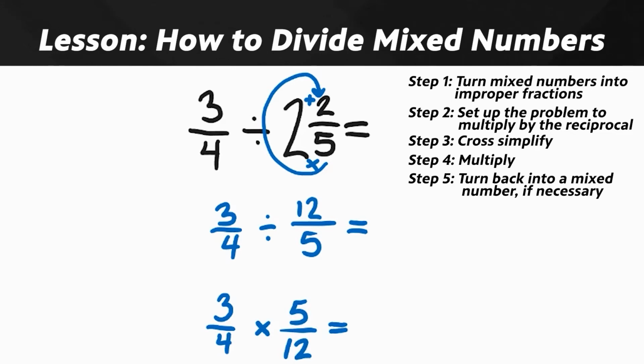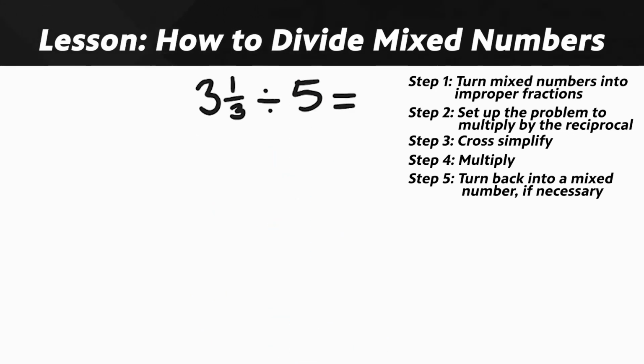Step 3 is to cross simplify. Check those diagonal pairs. 4 and 5 don't have a common factor other than 1, but 3 and 12 do. They're part of the times 3's, so we'll divide them both by 3. The 3 is now a 1, and the 12 is now a 4. Step 4 is to multiply. 1 times 5 is 5, and 4 times 4 is 16. And we don't need to do step 5 because it didn't end up as an improper fraction. And it's in simplest form because we cross-simplified ahead of time.